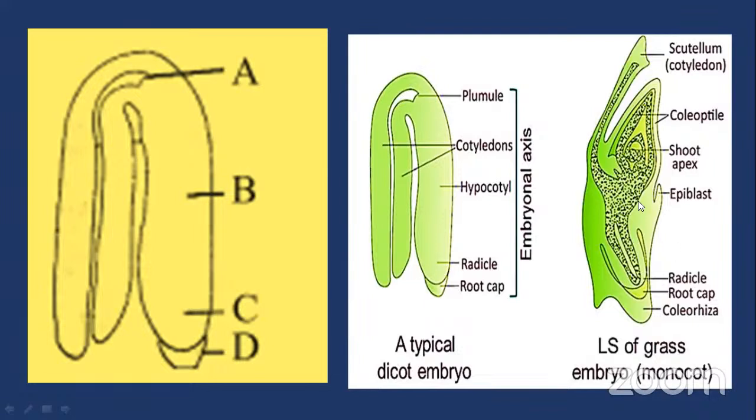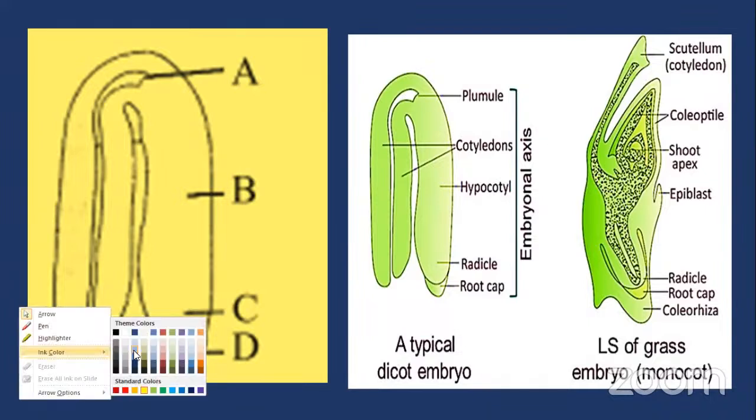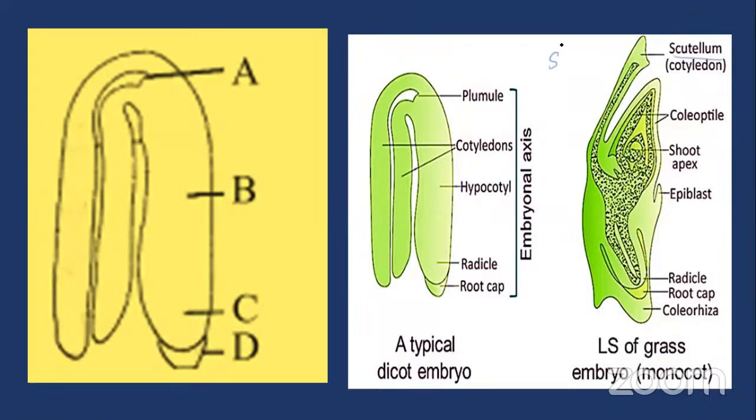What about here? The same is there, but there is a separation in the monocot. This is called the scutellum, a shield-like structure. Many times they ask what the shield-like structure in monocot is called. Scutellum, shield-like, yes, it is a NEET question. This is coleoptile. The plumule apex is covered by a layer called coleoptile. And this is called the epiblast. Here the radicle and root cap are also covered by coleorhiza. This one is called coleorhiza. This produces the root.